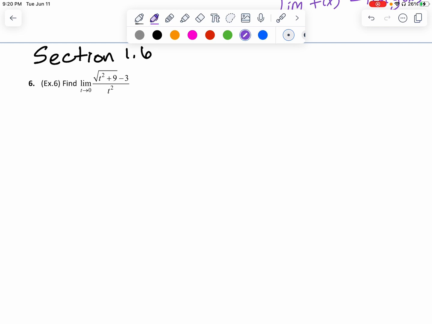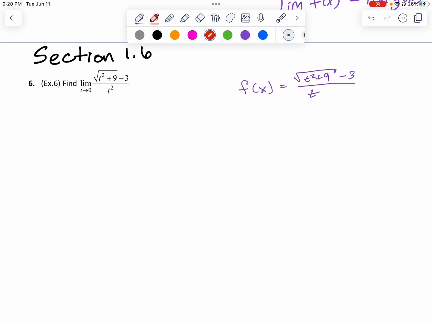So I'm going to pull this function aside over here and just call it f of x. The function is the square root of t squared plus 9, minus 3, all over t squared. Oops, I forgot my minus 3. Careful when you write that square root that you don't go too far, so you can tell what is under the square root and what's not.